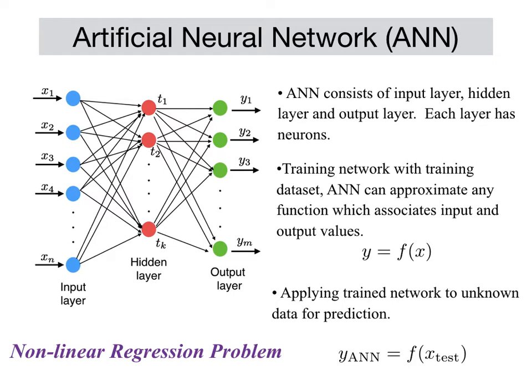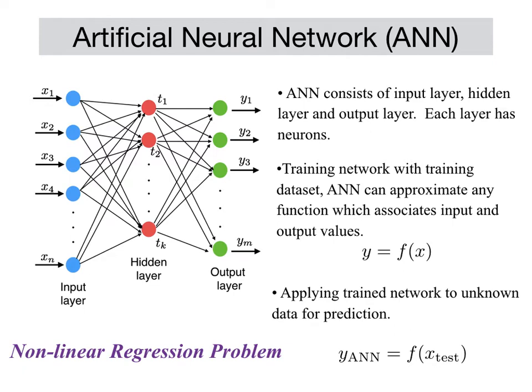Here, I introduce the ANN. The ANN consists of three kinds of layers: input layer, hidden layer, and output layer. Each layer has neurons and they connect neurons at the next layer. We can increase the number of hidden layers and we call the ANN with multiple layers a deep neural network.